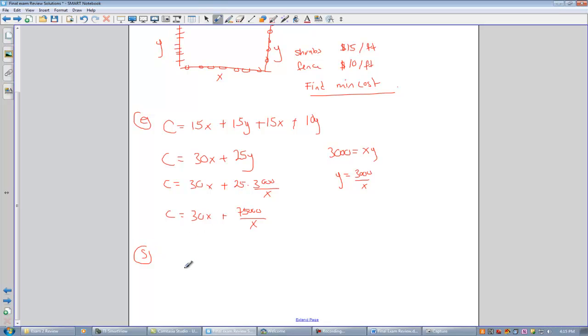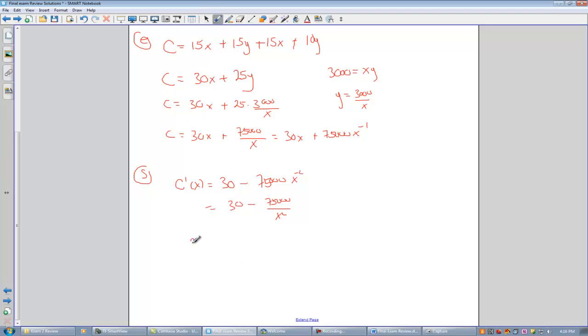So now I'm going to solve. So c prime of x is equal to, right, derivative of 30x is 30, and now I might want to rewrite this as a power of x, so I can take the derivative, so x to the minus 1. And so the minus 1 comes down, so I get minus 75,000 x to the minus 2, right, which is the same thing as 30 minus 75,000 over x squared.